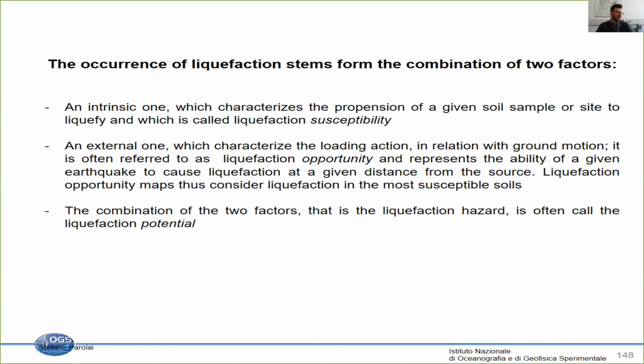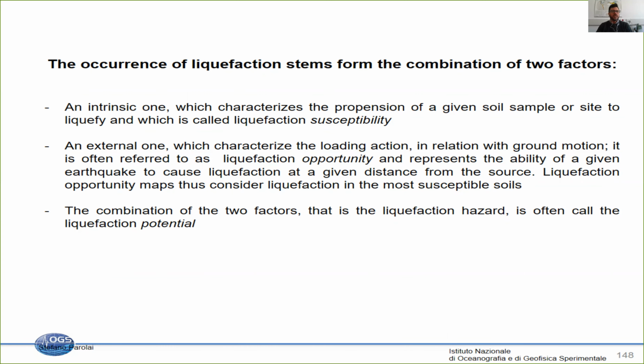So if we have a certain soil that we know is not going to liquefy very likely, I think some kind of clays, for example, so you have a low susceptibility. Of course, to have liquefaction, you should have something which is susceptible to it, but you should also have an external factor that is the loading action, which depends on the ground motion. And that's very often defined as opportunity. So it's the ability of a certain earthquake to cause liquefaction at a certain distance.